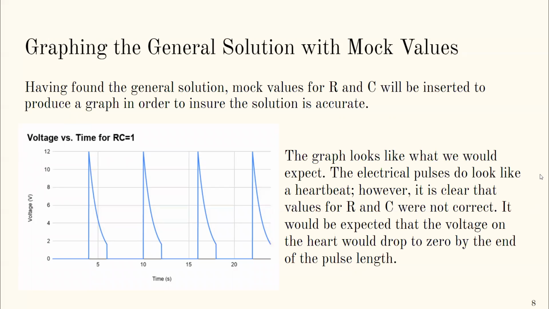The instructions asked us to first model using made-up values for R and C, where R and C would be equal to 1. And as you can see, that's generally what we'd be looking for, something like a heartbeat. But obviously R and C don't appear to be correct numbers, as this graph cuts off oddly, whereas in a normal pacemaker we would expect the capacitor to fully discharge before switching back and charging again.